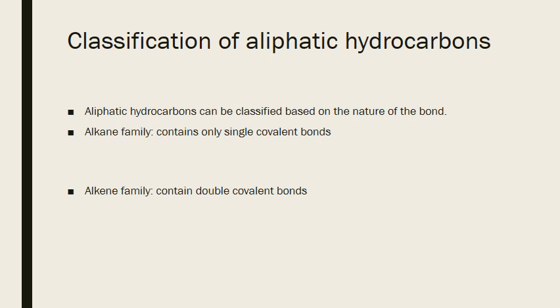Classification of aliphatic hydrocarbons. Aliphatic hydrocarbons can be classified based on the nature of the bond. The alkane family contains only single covalent bonds. For example, CH4, C2H6. You can see that these only contain single covalent bonds. The alkene family contains double covalent bonds.